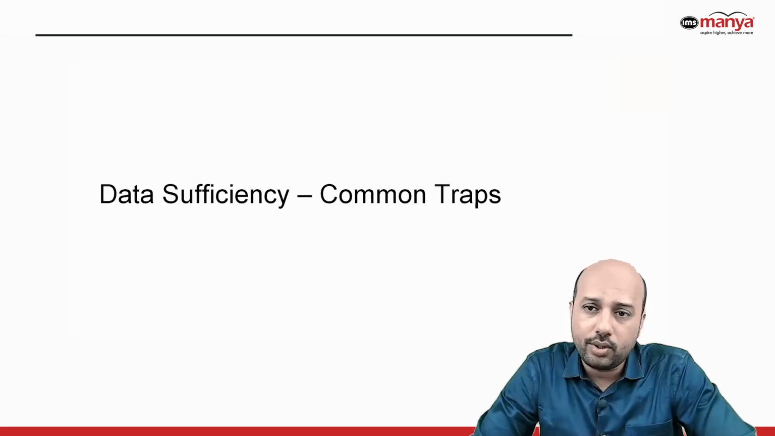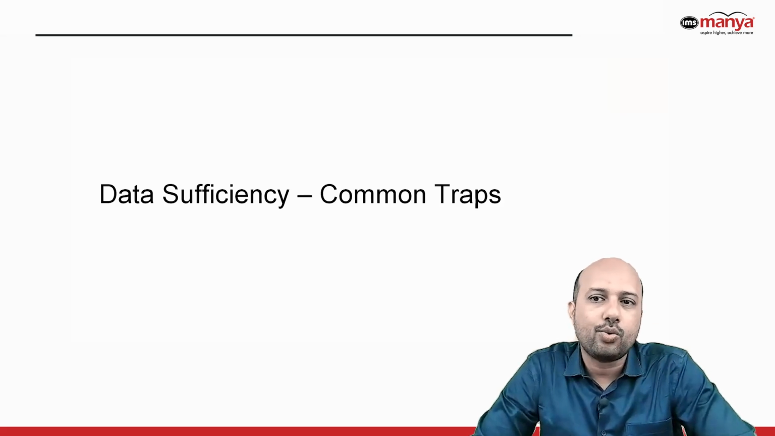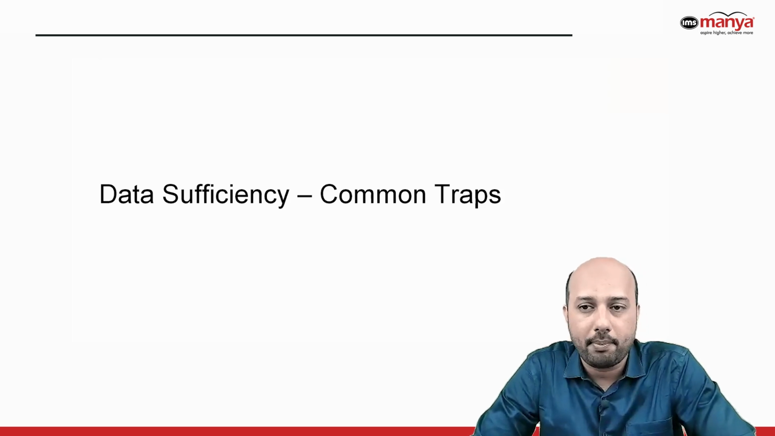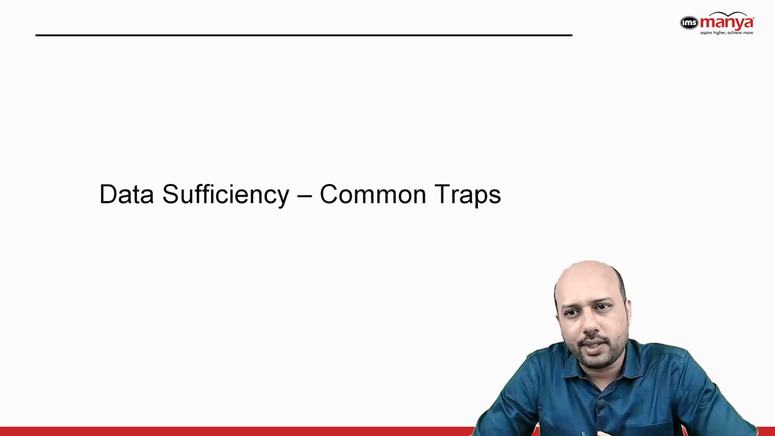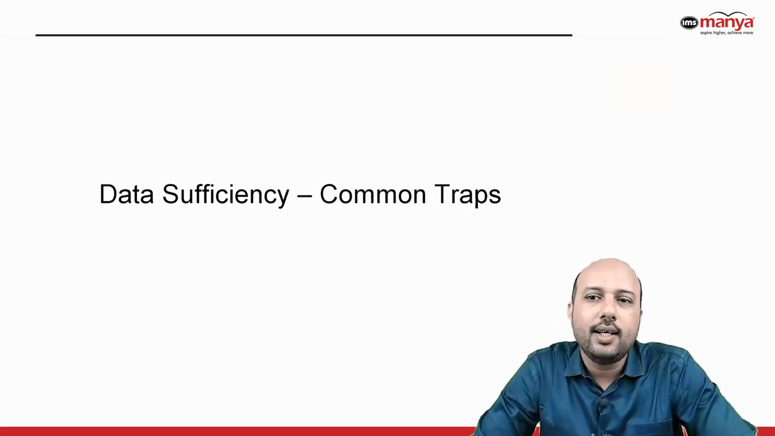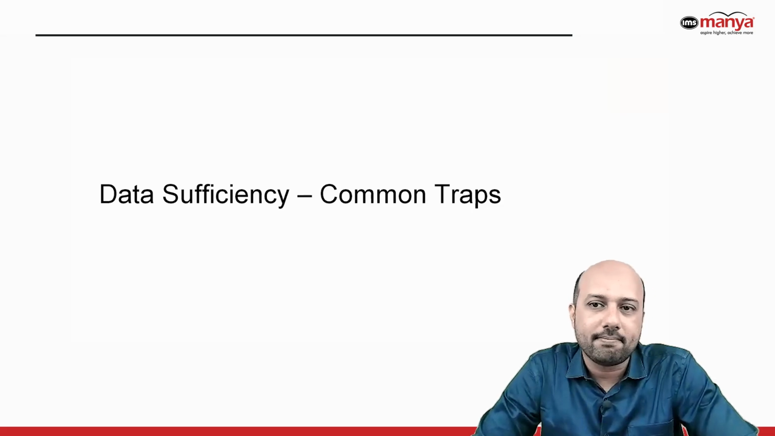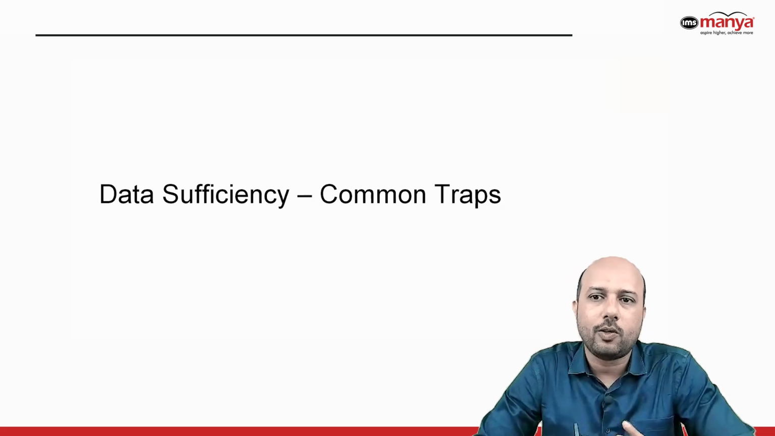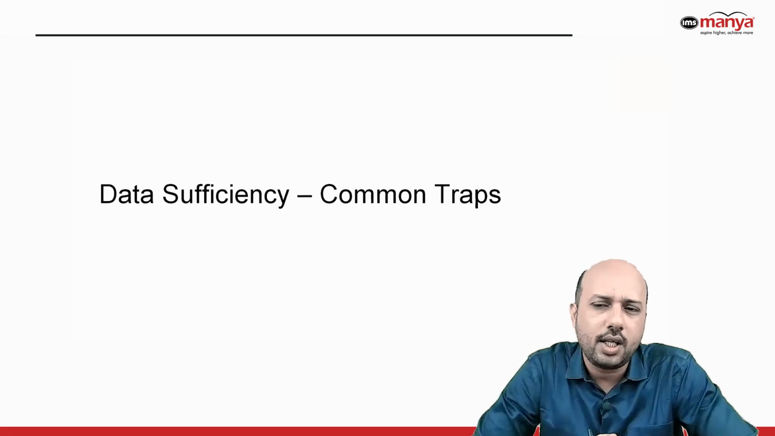GMAT knows very well how students will react under exam pressure and what answer choice they will pick as a trap. So they will set those traps in the data sufficiency question type. Our job is to know those common traps and try to avoid them during the exam. Let's take a look at the first trap. In fact, in the series of videos next, we will cover all the possible traps in the data sufficiency question type.